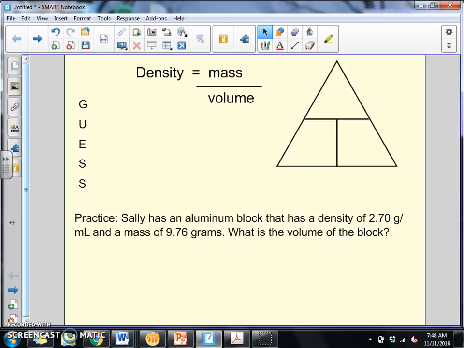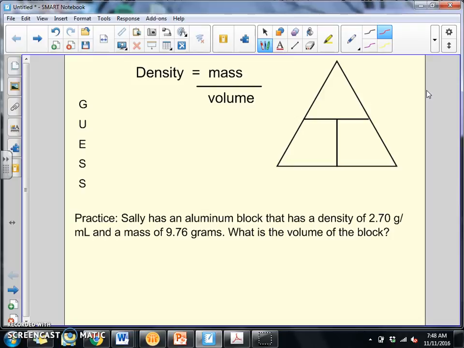Density refers to how closely compacted an object's matter is in a certain volume. So in mathematical terms, that means density is equal to the mass divided by the volume. Now, in my class, we use a particular method to solve density problems. It's called the GUESS method.